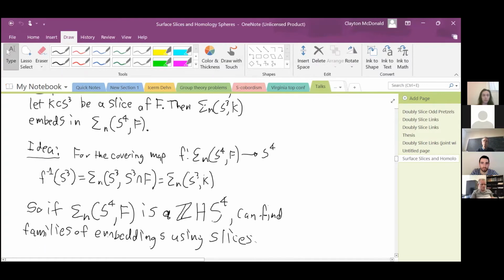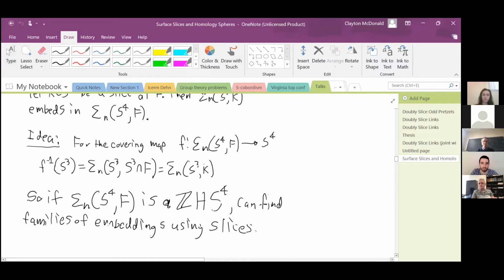All right, so the point here is that if the n-fold branched cover of F is an integer homology S4, then we can find families of embeddings using slices, okay?